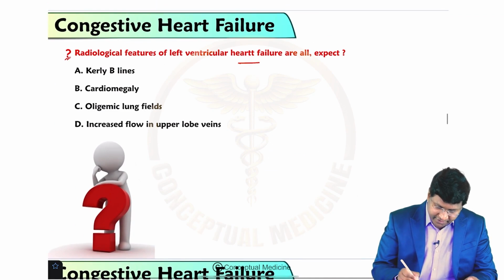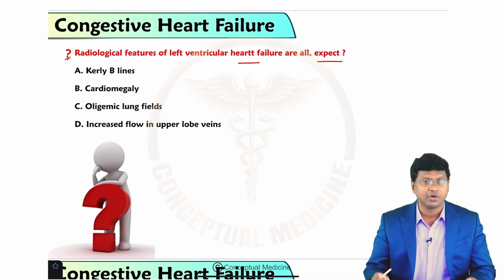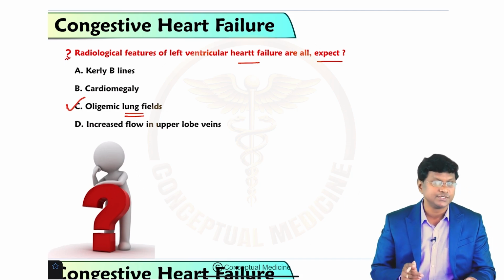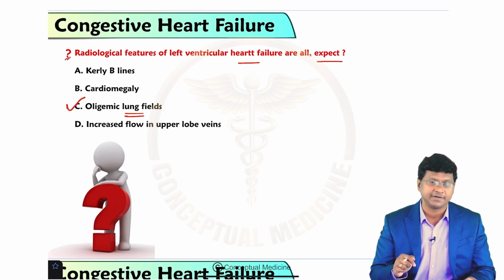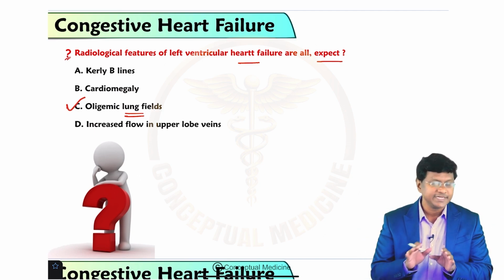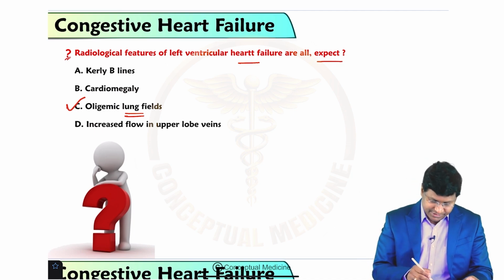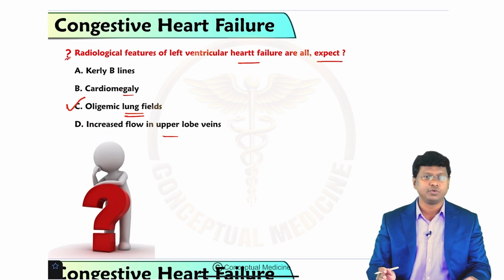radiological features of left ventricular heart failure are all except Kerley B lines, cardiomegaly, oligemic lung fields, increased flow in the upper lobe veins. So the answer here is the oligemic lung fields. Oligemic lung fields will not be there in these individuals with left ventricular heart failure. The lung is completely loaded with fluid, right? So they will not have oligemic lung fields. They'll have Kerley B lines, cardiomegaly, and increased flow in the upper lobe veins.